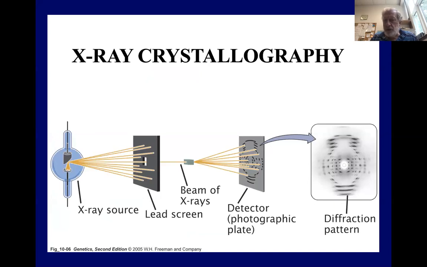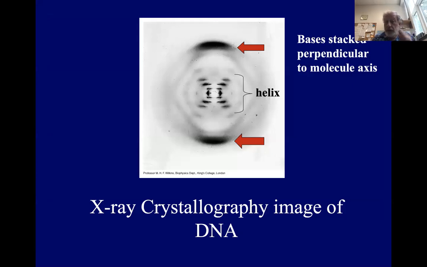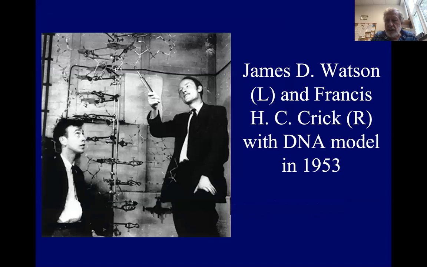X-ray crystallography works this way. You shine X-rays through a crystal of some kind of substance, and it gives you a diffraction pattern. And from that diffraction pattern, people that are trained in this can determine then the molecular structure of the crystals. So here's the X-ray crystallography diffraction pattern for DNA. That X in the middle tells you it's a helix, and the dark spots on the bottom and the top tell you that the bases are perpendicular to the main axis.